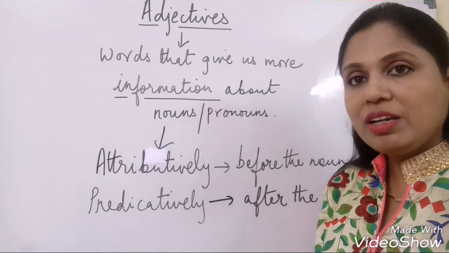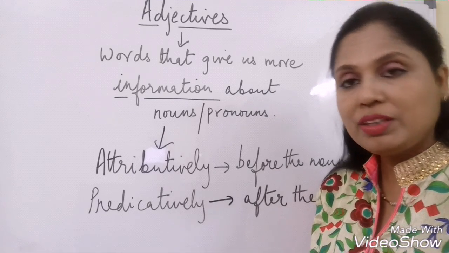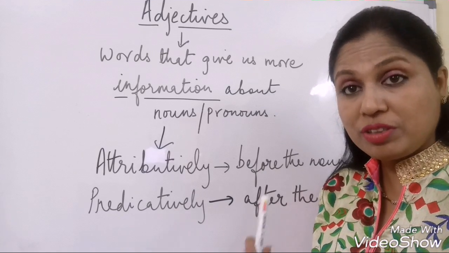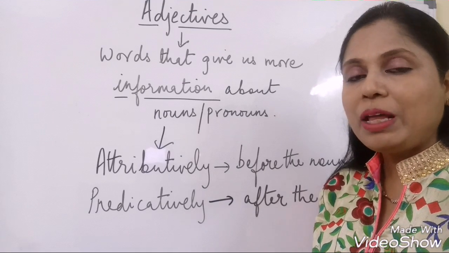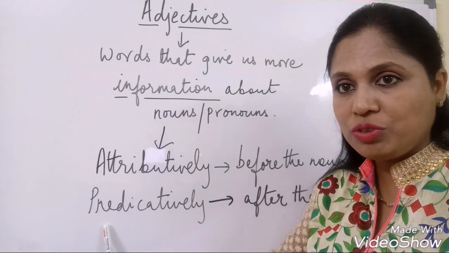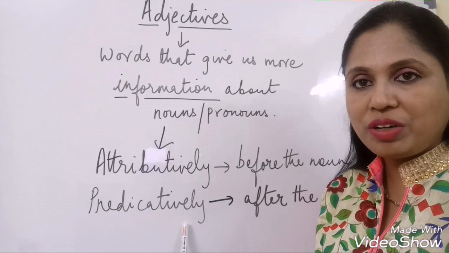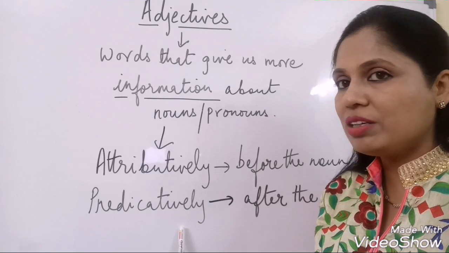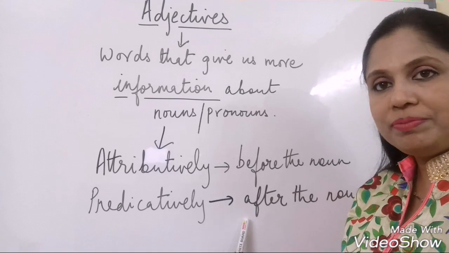Attributively. But if I say that Mohan is hardworking, this is also a correct usage, and I have made use of this word hardworking, which is an adjective, after the noun Mohan, right? So I say that this usage is a predicative one. So when I use it after the noun it qualifies, the adjective has been used predicatively.